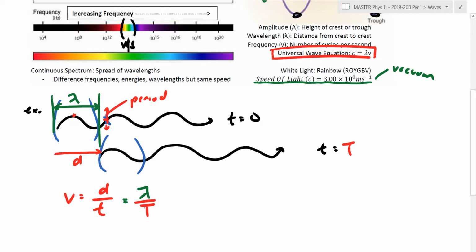We divide it by the period. We remember from yesterday's lesson, 1 over period, the reciprocal of period, the upside down of period, is actually frequency, and this is where they get the universal wave equation, v is equal to lambda f. In our case, when we're using light as an example, light is traveling at the speed of light. They use the constant c instead, and we can treat that as a constant here.